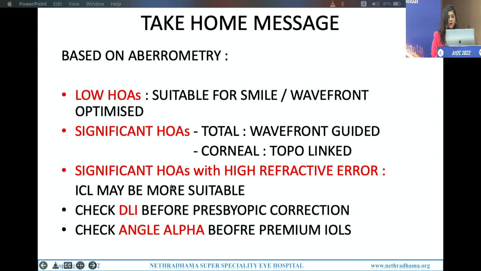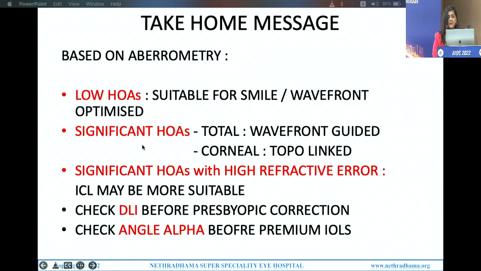So the take-home message: do we really need an aberrometer? Coming back to that question. Yes, in our modern day refractive practice, although we require other scans like our Pentacam, our HD analyzer, etc., and it's something that we assess overall, Aberrometry does point us in the direction of which decision to make regarding refractive patients. So basically, with low higher order aberrations, patients may be suitable for SMILE or wavefront optimized LASIK.